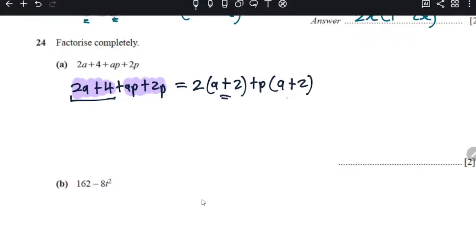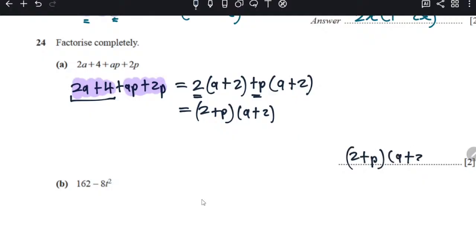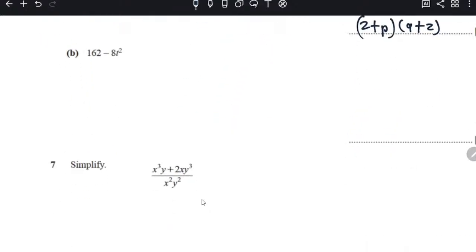Are the brackets the same? Yes, both of them are saying A plus 2. So we can combine them to 1. But we start with the things that are outside the brackets. So it'll be 2 plus P, and this is multiplying A plus 2. So we can say this is 2 plus P multiplying A plus 2. Are we together? Look at this one now.